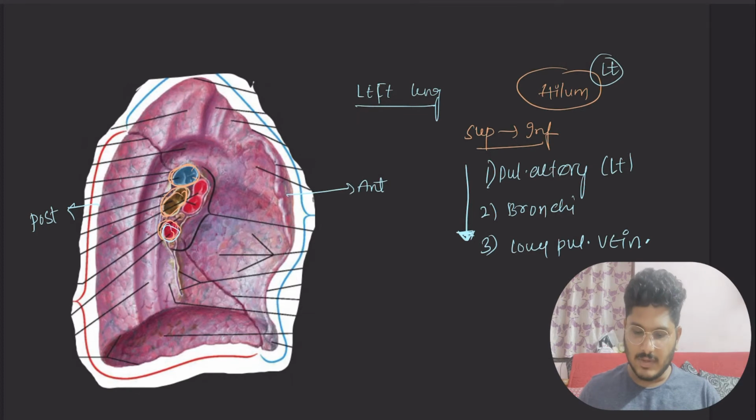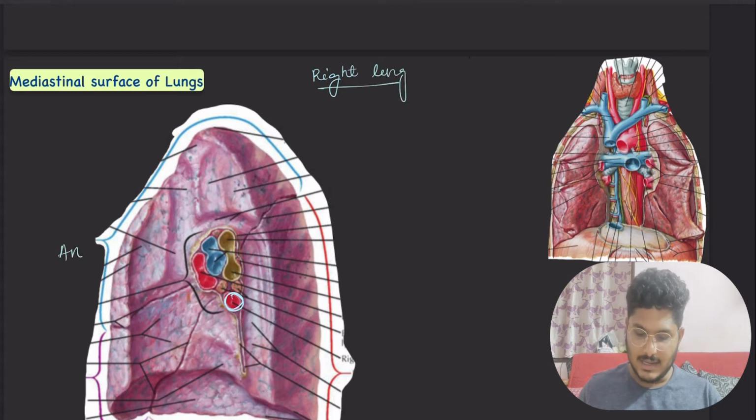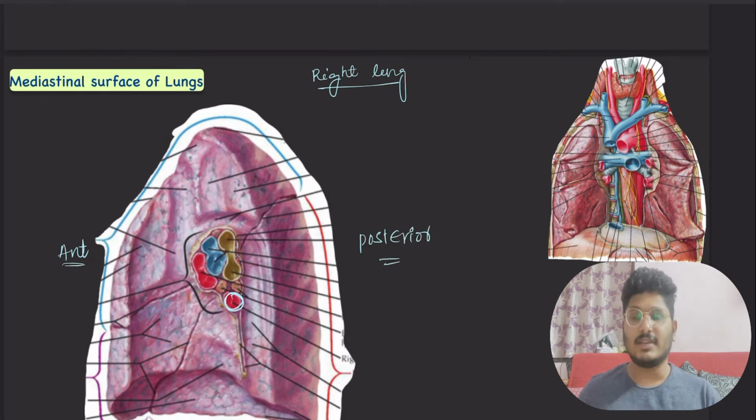Other than the hilum of the lung, we also should know other mediastinal structure impressions on the mediastinal surfaces of both right lung and left lung. So here, this is the right lung, we finished about the hilum. Now we are seeing other structures. Right lung, and this is the anterior surface and this is the posterior surface. Posterior costal surface, anterior costal surface.